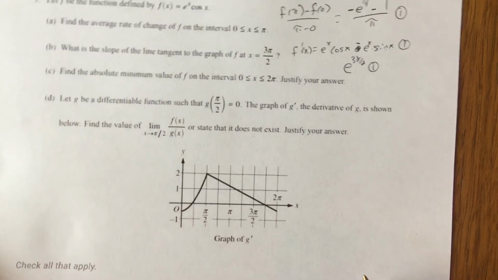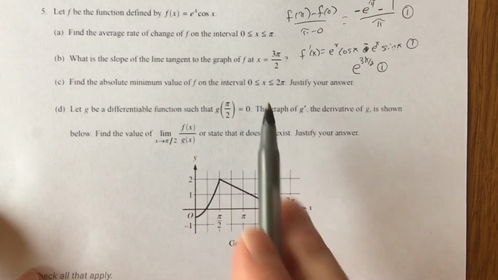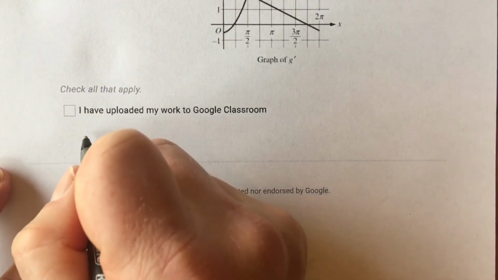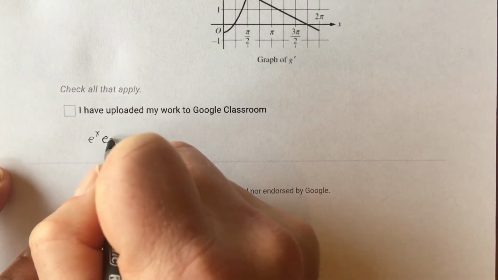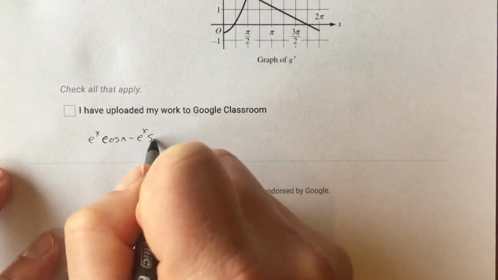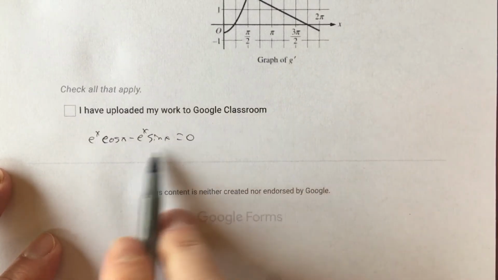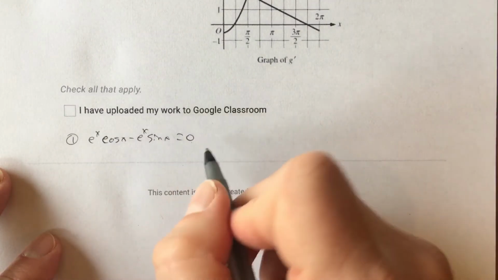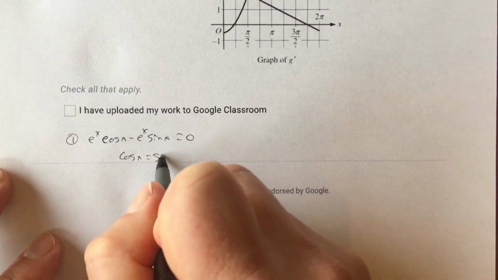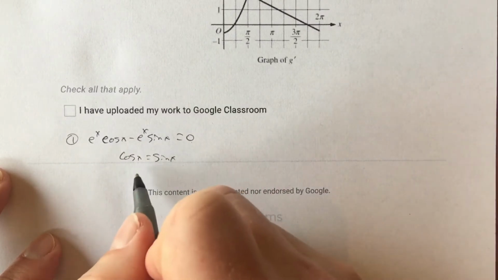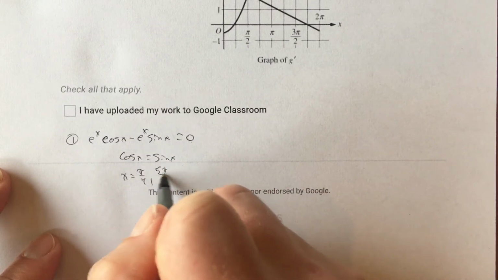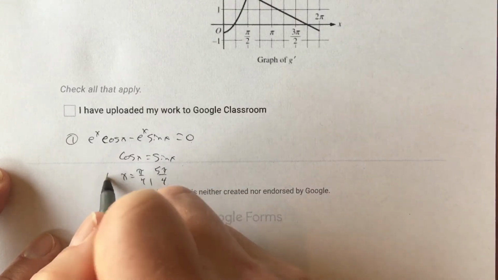Okay. Part C wants the absolute minimum value from 0 to 2 pi. So anytime we see maximum or minimum, we've got to think critical point first. So we're going to do that down here. We're going to take our derivative. We already found that: e to the x cosine x minus e to the x sine x. And we're going to set that equal to 0. If you did that, the AP gave you a point. Okay. When I move this over and divide, I end up with cosine x equal to sine x. And from 0 to 2 pi, that happens at x equal pi over 4 and at 5 pi over 4. Okay? If you found those values, you got a point.